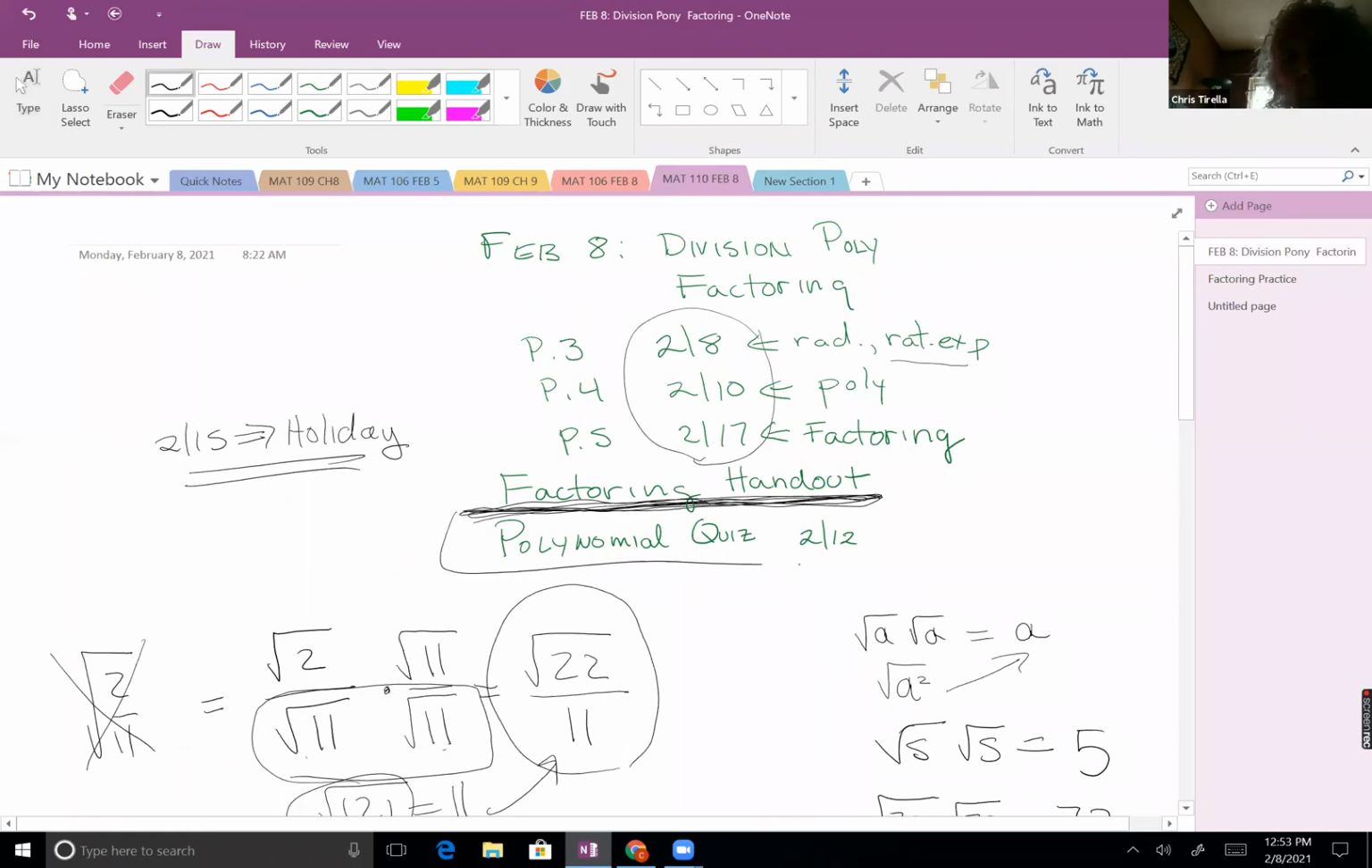And then lastly, we will have a polynomial quiz. I was thinking we could do it Wednesday, but I'm pushing the can down the road. The quiz will be Friday and it will be due Sunday night. It'll be in my labs and you'll have to submit your work in Blackboard.